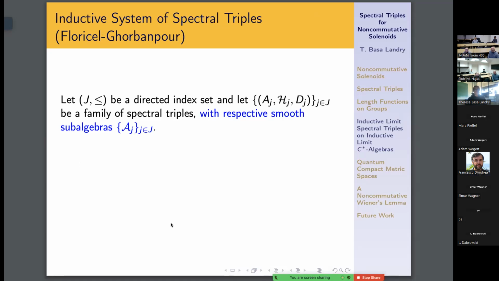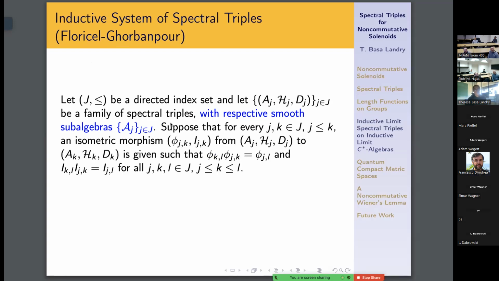So to define an inductive system of spectral triples, we have a directed index set. And accordingly, we have a family of spectral triples, each with their respective smooth subalgebras. Highlighting the smooth subalgebras is something that wasn't really in their work, but we added it to their framework, so that we could lay the groundwork for studying these smooth subalgebras later.